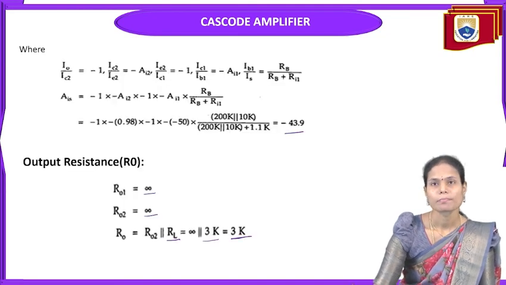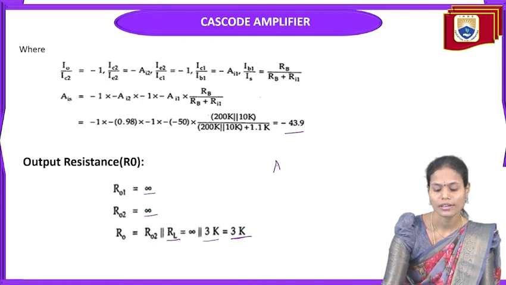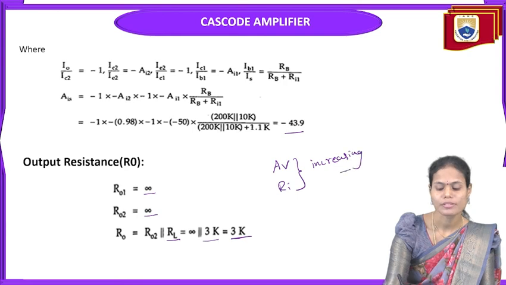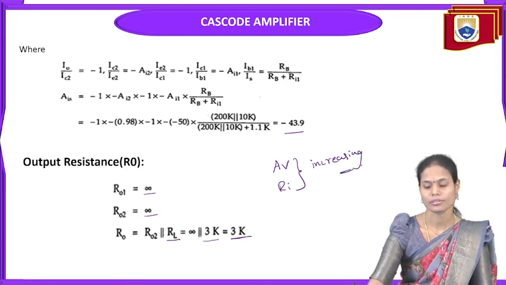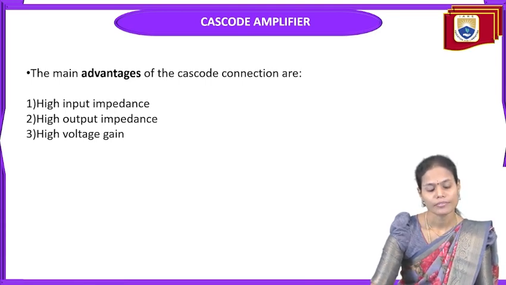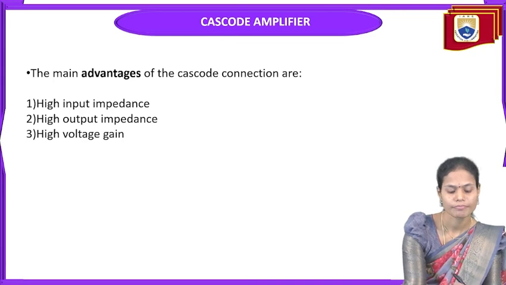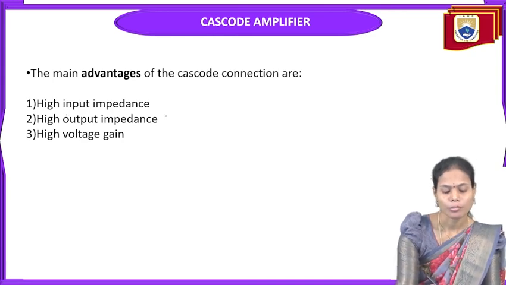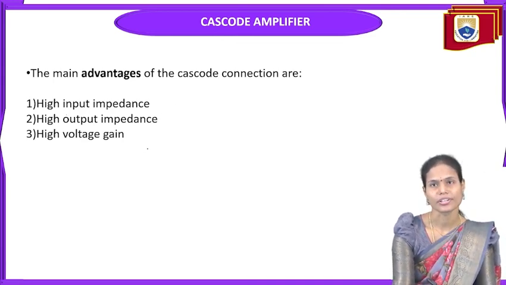So this is the analysis part of the Cascode amplifier. From this analysis, we can see the overall voltage gain as well as overall input impedance values are increasing compared to single stage amplifiers. Well, coming to the advantages of Cascode amplifier, it is providing high input impedance, high output impedance as well as high voltage gain.